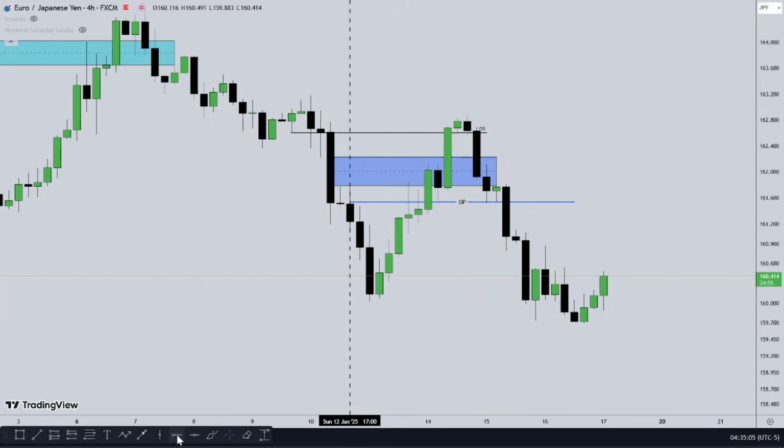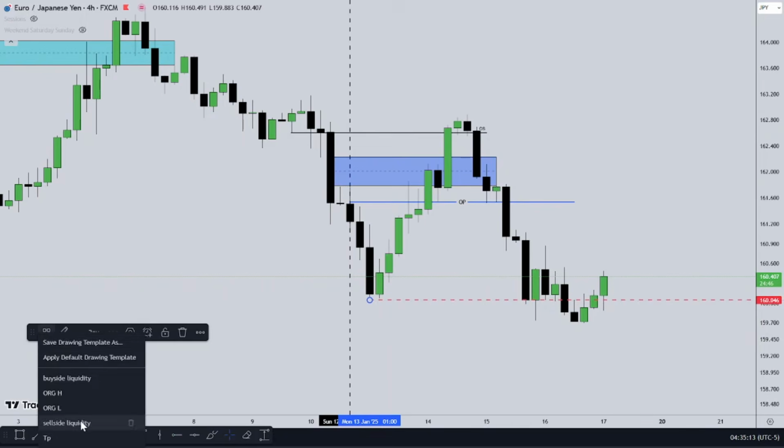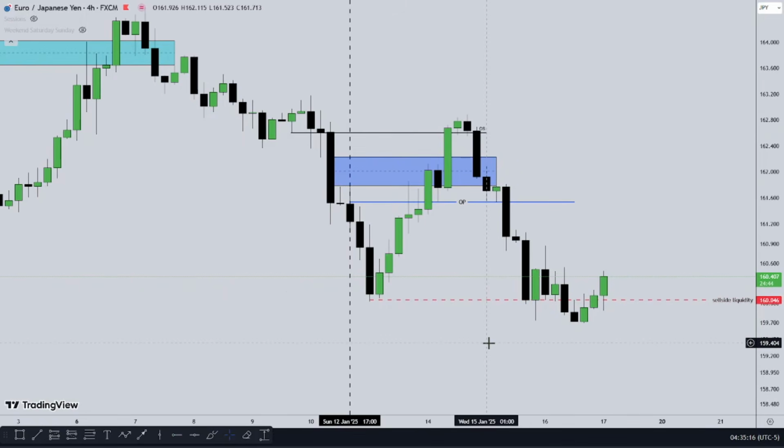Now, if we were to sell from either of these reference points, where would be the next draw on liquidity? Sell side liquidity. You identify your target from the 4-hour time frame even before going into the lower time frame. Next draw on liquidity: 4-hour sell side liquidity.